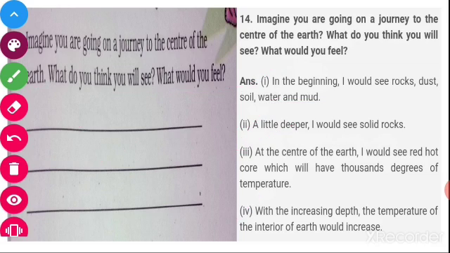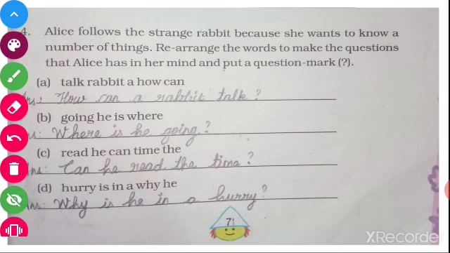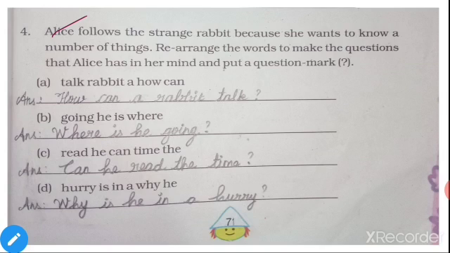And then, second exercise for you. Next. Alice follows the strange rabbit because she wants to know a number of things. Rearrange the words to make the questions that Alice has in her mind and put a question mark.